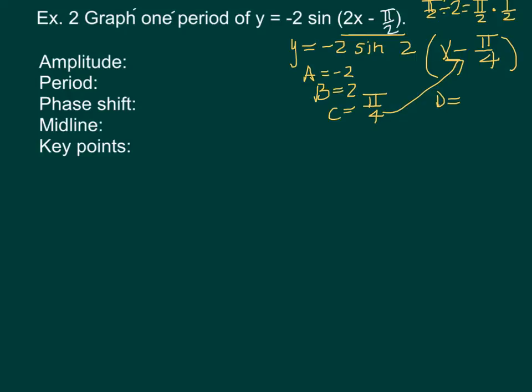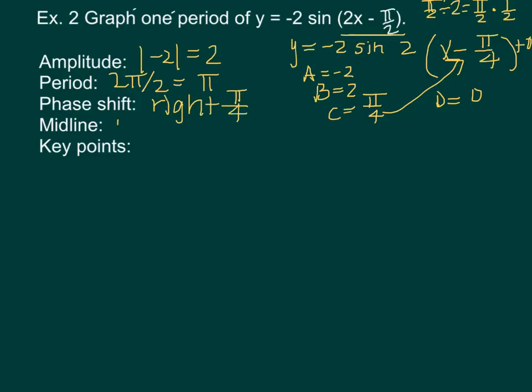In my D, I'm going to do +0, which is 0. Your amplitude is the absolute value of A, which is 2. Your period is 2 pi over B, which is pi. Your phase shift, we're moving everything right, pi over 4 units. Midline is still y equals 0.